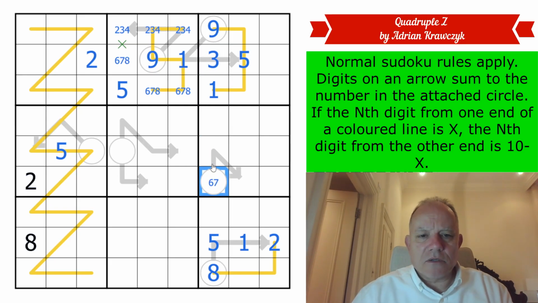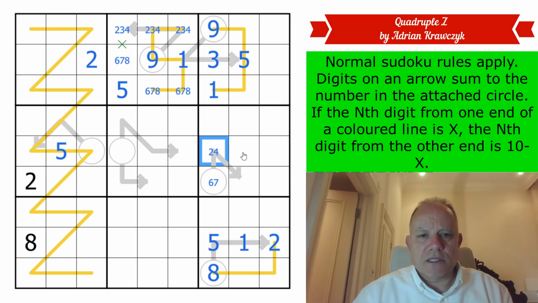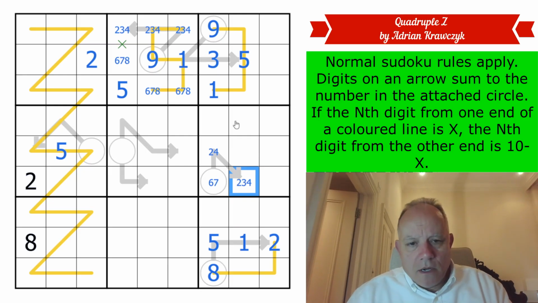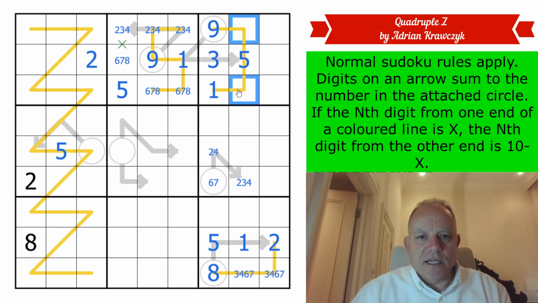Can't be 4 now, because 1, 3 can't go in that cell. So 6 or 7 here with 2, 4... Not 6 here, that's not possible, because that can't be 1. So this is 2 or 4 or 3. 5, 1. These add up to 10, and they're not 2, 8 or 1, 9 now. So they're 3, 7 or 4, 6. These add up to 10, and they're not 1, 9 or 3, 7. So they're even.